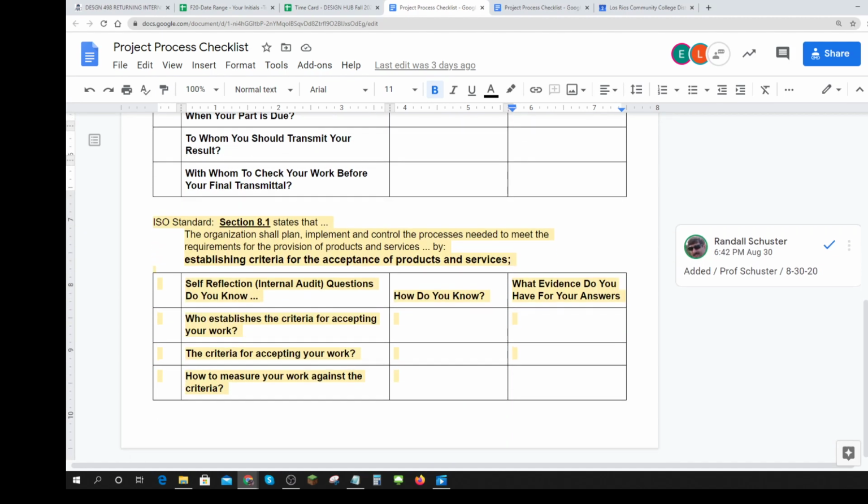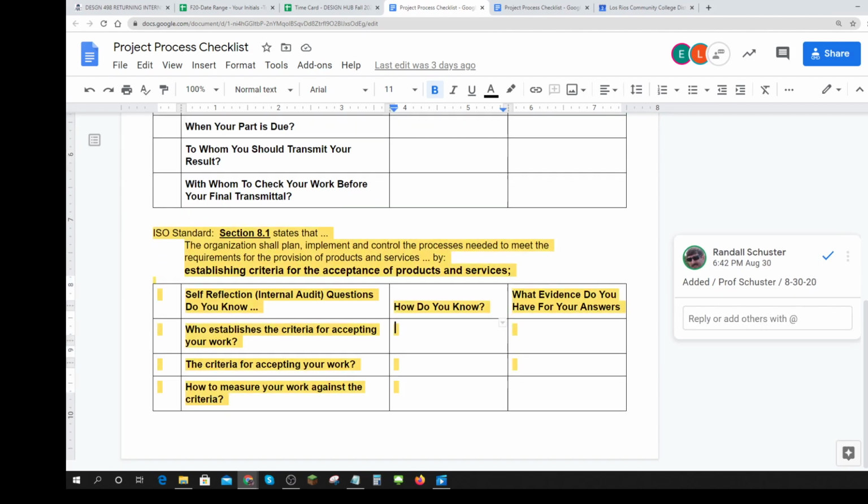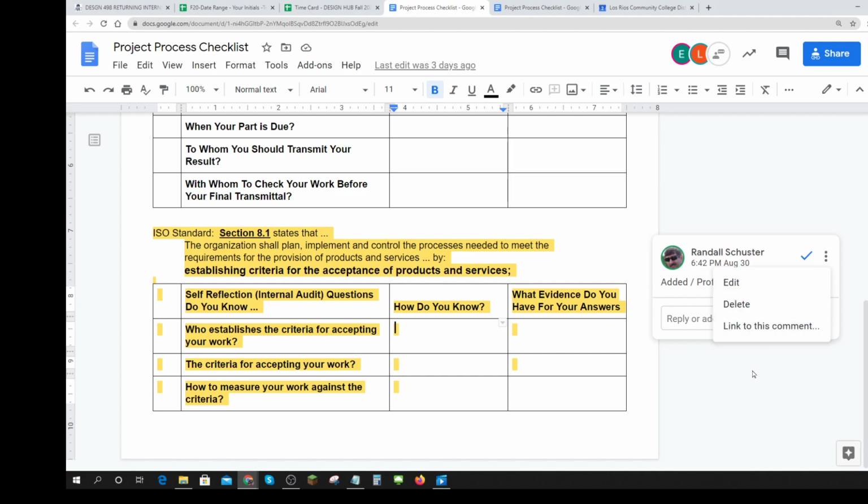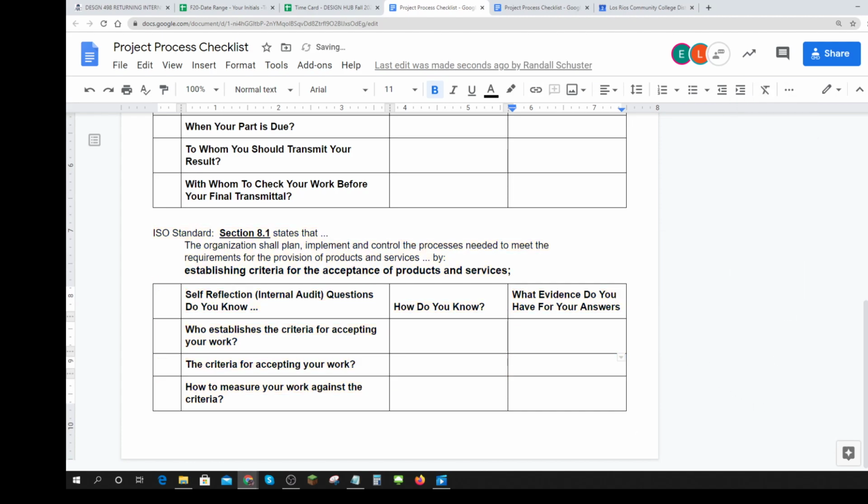This week, I've added a new part. And I've directly related it to this. So, here they are. Who establishes the criteria? And now I'm going to go ahead and resolve this. I thought I could resolve it. There it goes. Thank you.